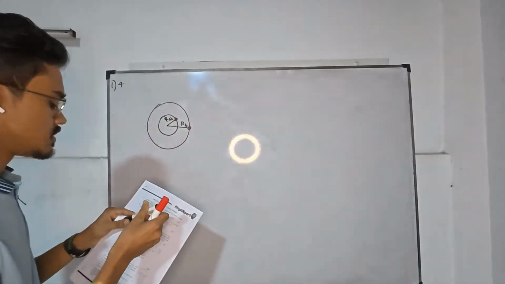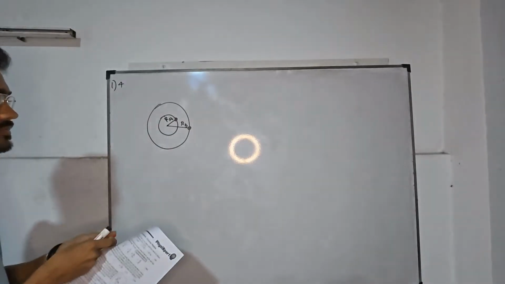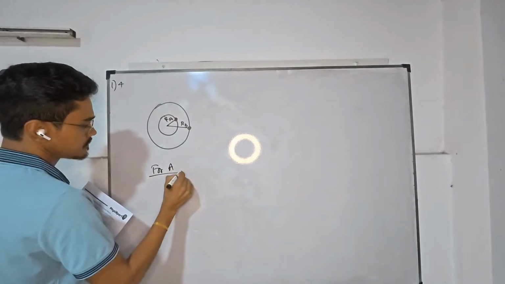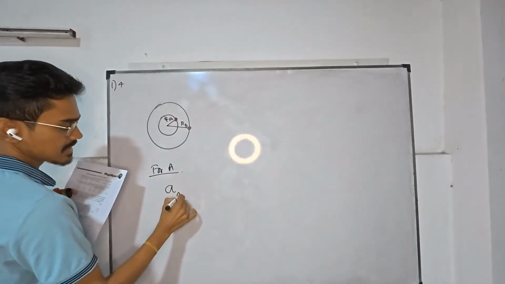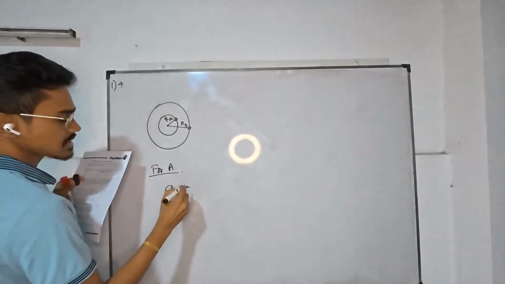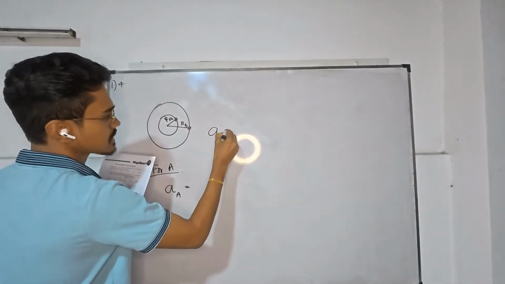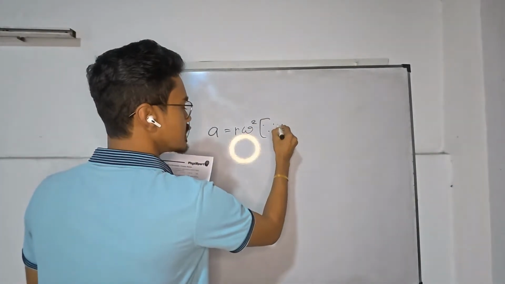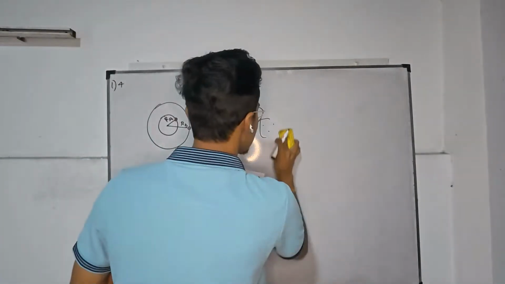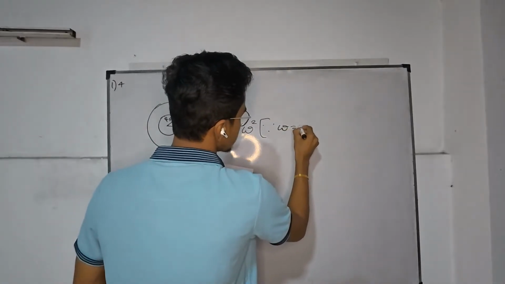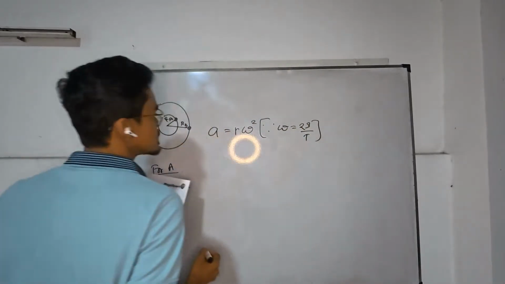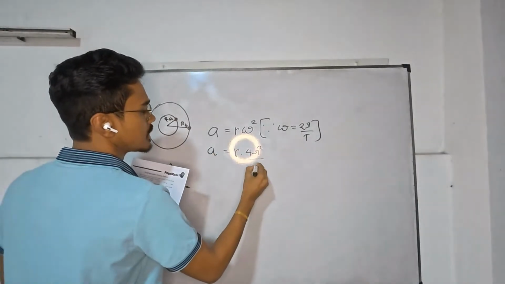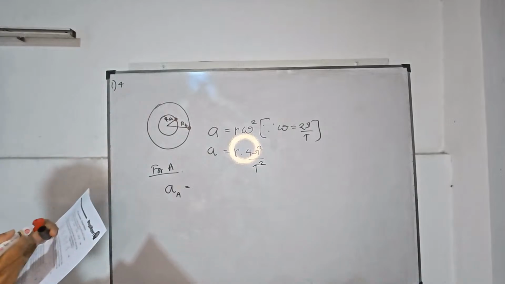Then let's write it this way. A to B. For A, the centripetal acceleration, let's say aA, can be written as R omega squared, because centripetal acceleration is R omega squared. Now if I expand this in terms of T, omega is 2 pi over T. So therefore a can be written as R 4 pi squared over T squared.